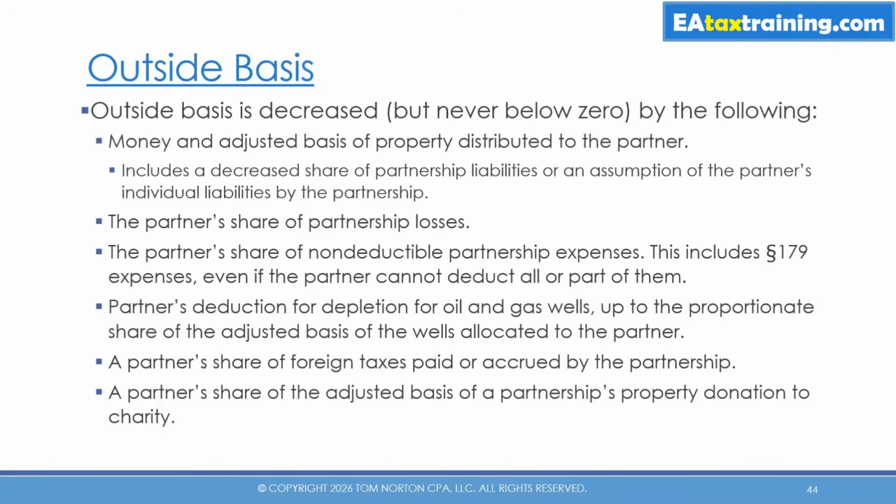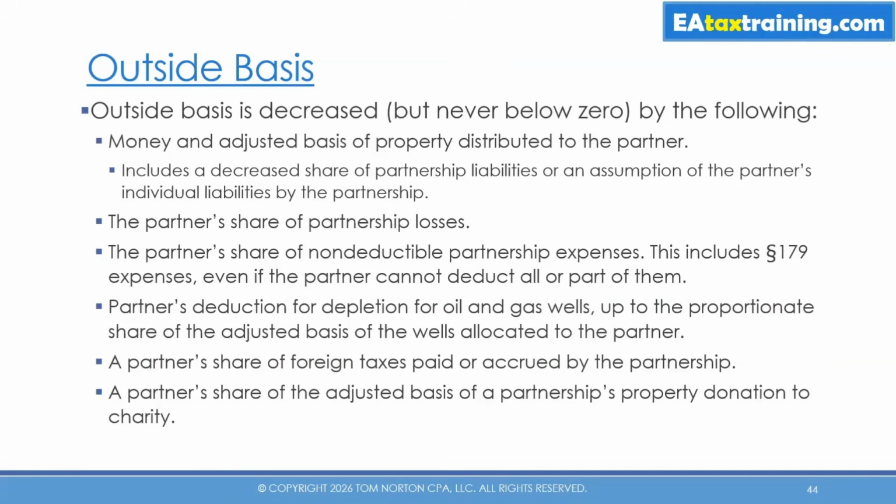But also things like 179. That'll be separately stated. But if the partner can't use the 179 deduction, doesn't matter. It still decreases their basis. Or that charitable contribution. If the partner can't take the charitable contribution deduction on their tax return, doesn't matter. It still decreases their basis in the partnership.